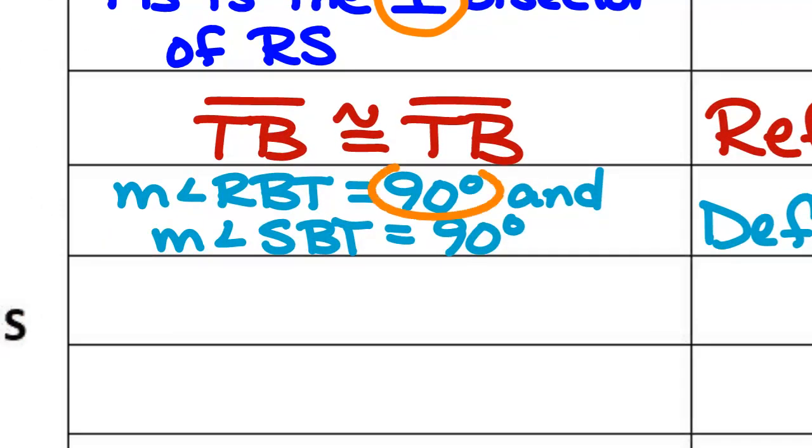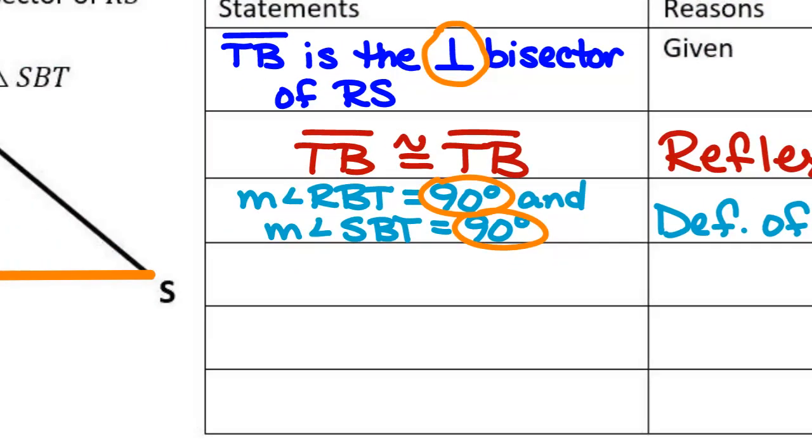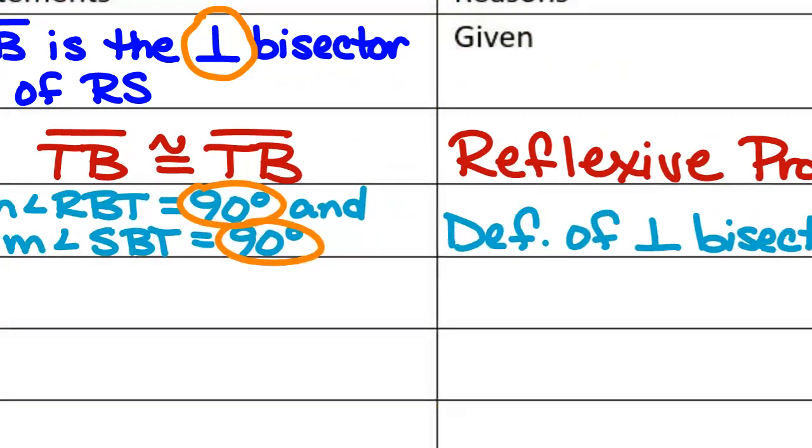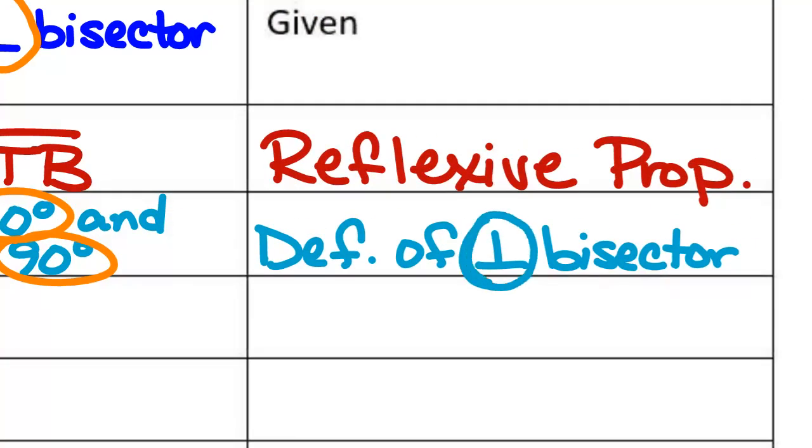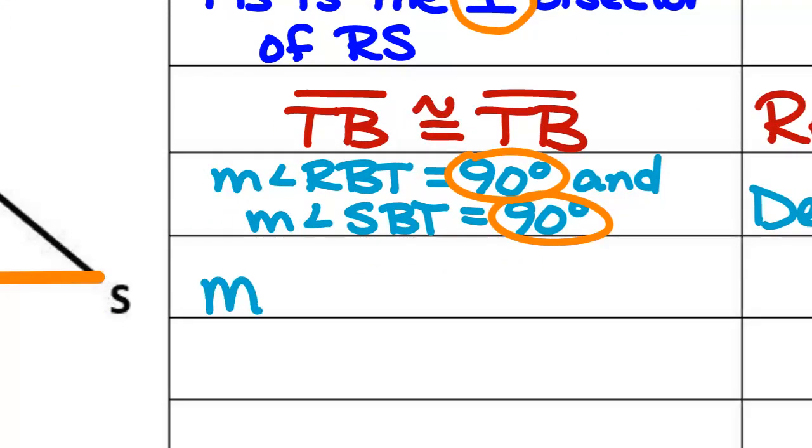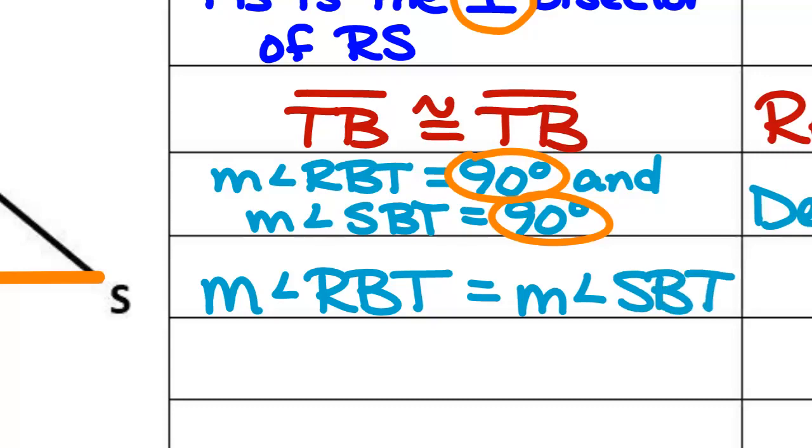Well, if those two angles are both 90 degrees, then what do I know about them? Yes, Keisha, you had a question? So what we're using to say this right here is this piece. We're using the perpendicular piece to say that they're both 90. But you're right, we can say that they are equal to each other. I can say that the measurement of angle RBT is equal to the measurement of angle SBT.